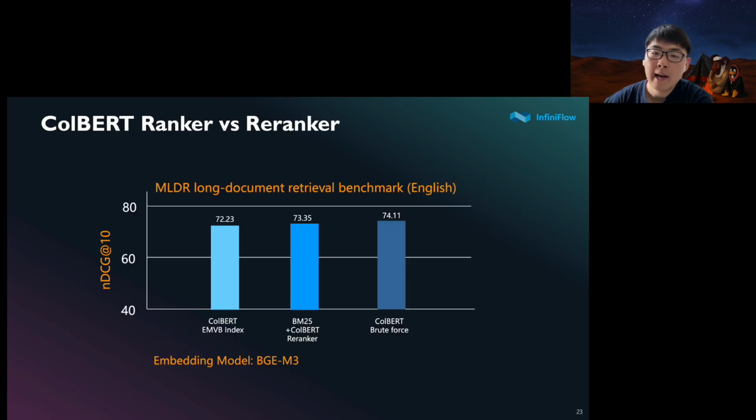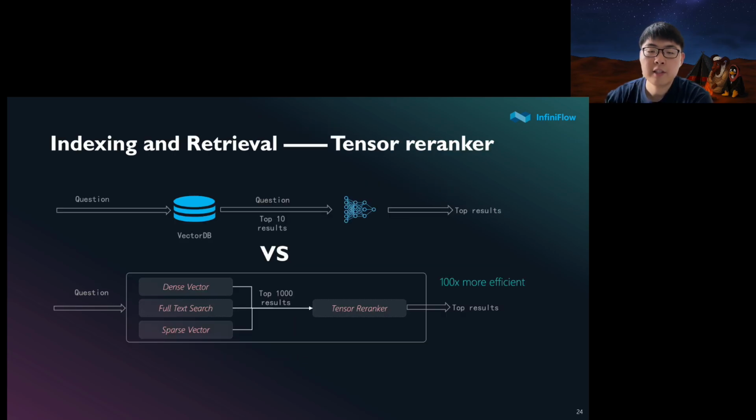What's more, a deeper investigation by us shows that Colbert performs equally well as both a ranker and a re-ranker, but it's much cheaper and faster as a re-ranker. So this will bring us another remarkable benefit. Traditionally, a cross encoder is used as a ranker to select the top 10 results for the given question due to the performance limitation.